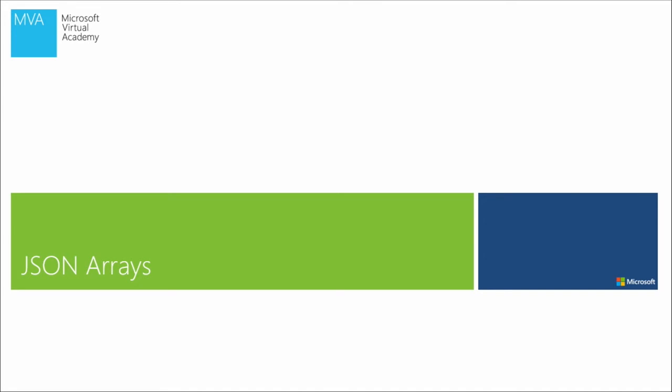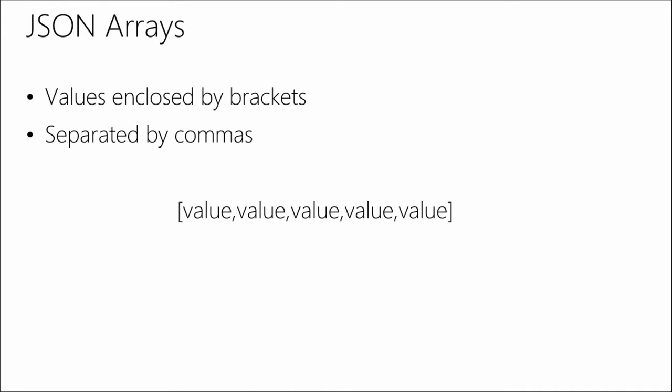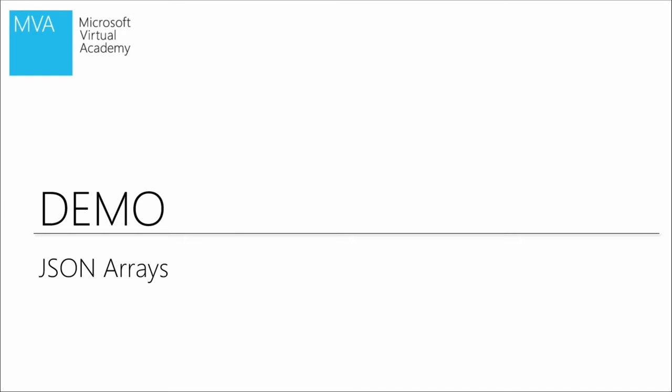So JSON arrays, what are they? JSON arrays are values that are enclosed by brackets, and each value is separated by a comma. Okay. It's a bit easier than objects because it's just a list of things. So let's go see some examples of JSON arrays. Examples of lists of things.